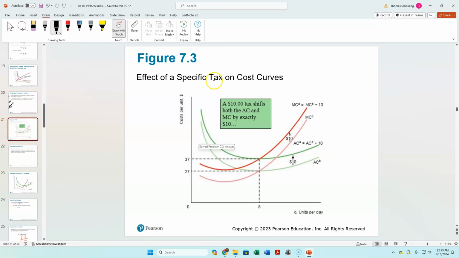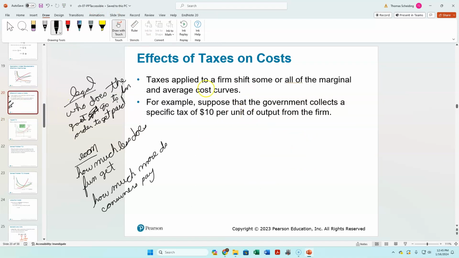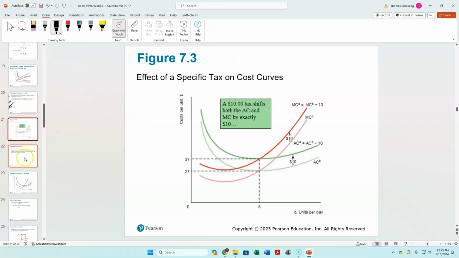In this case, we've got the specific tax and we're looking at it on the cost curves. We would see that a $10 tax is going to obviously shift up my average cost curve. It's going to shift up my marginal cost curve because now everything goes up by 10. The legal incidence tells us now which curve we need to shift. And because this tax is imposed on the seller, that's going to shift these curves. And that's what we see here. Tax is applied to the firm, and it collects it from the firm. So the legal incidence means that I'm going to be changing the cost curves here.